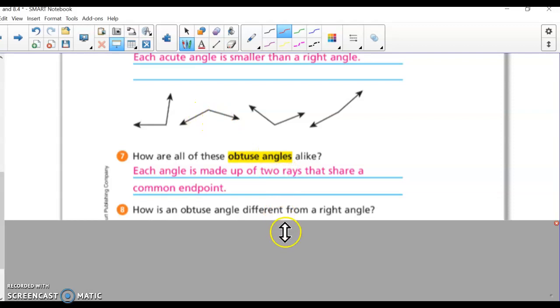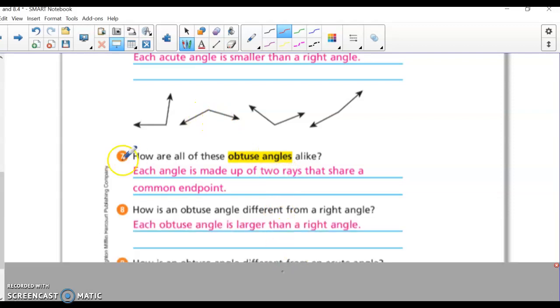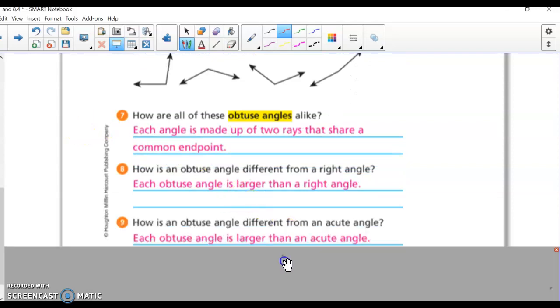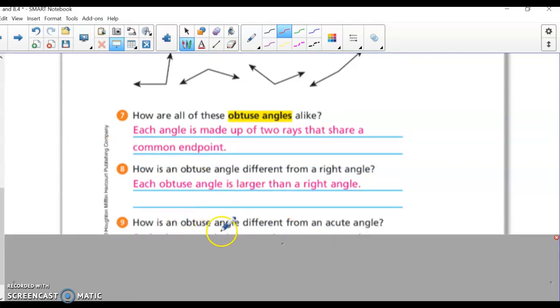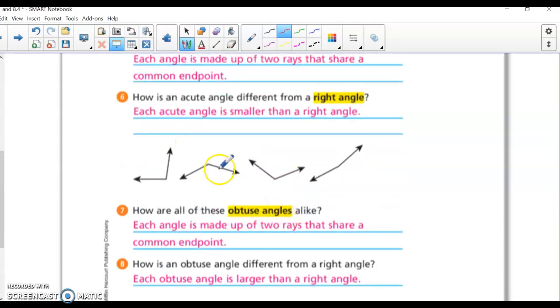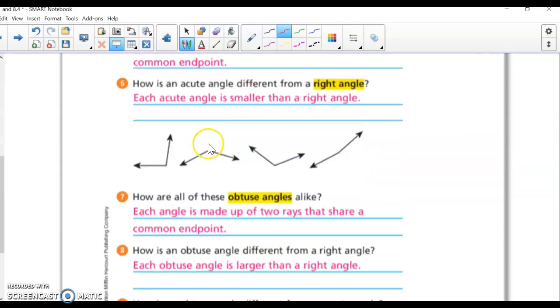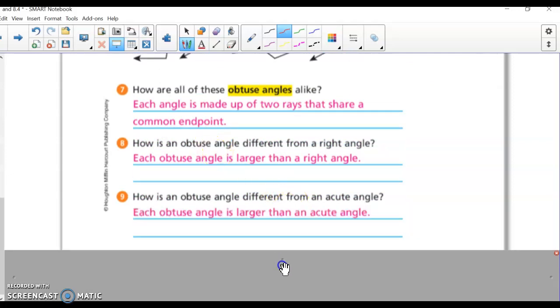Well, acute was smaller and obtuse is larger. Right? They have a bigger measure. Okay? Larger than 90 degrees. And so how is an obtuse angle different from an acute angle? It's that same idea. These are big, these are small. Okay? Acute is less than 90 and small. Obtuse is bigger than 90 and larger.